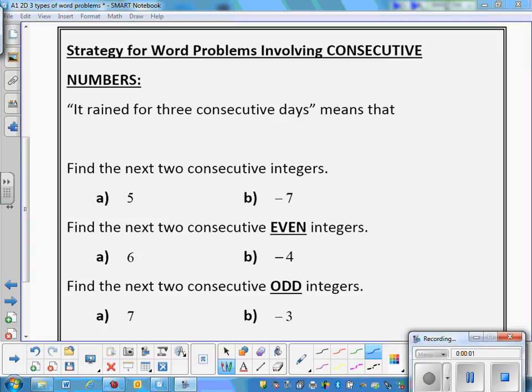The type of word problems we're going to look at in this section involves consecutive numbers. So we need to talk about what the word consecutive means. If it rained for 3 consecutive days, it means that it rained for 3 days in a row.